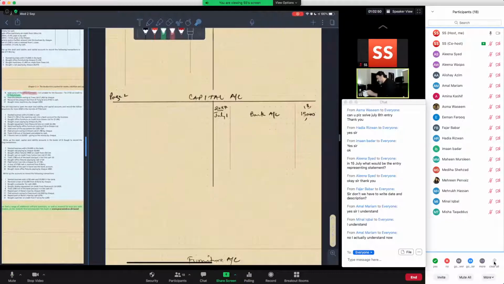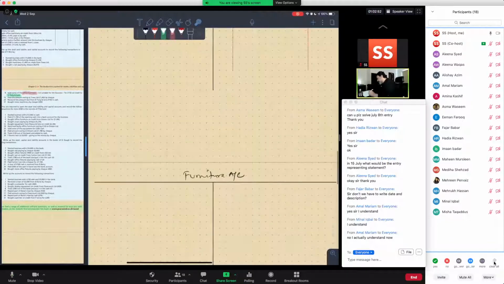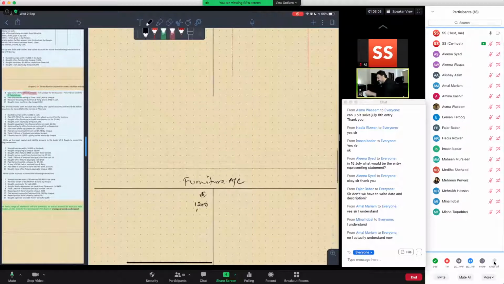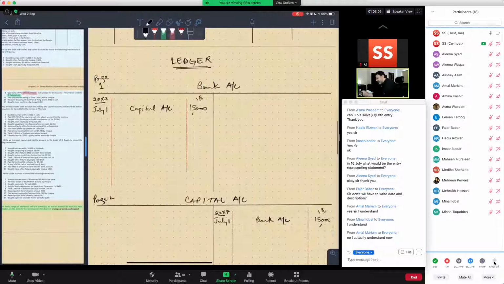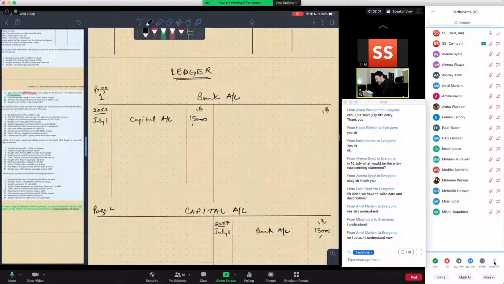So that's how we're going to post this entry. So furniture account is debited with $1,200. So we create the furniture account and we choose the debit side. The left side is understood to be the debit side. And before I fill in the remaining formalities, I will go to the bank account and put the credit side entry here in the bank account, right?